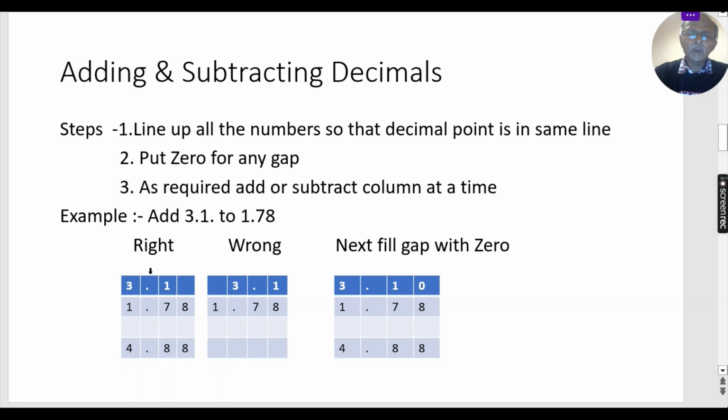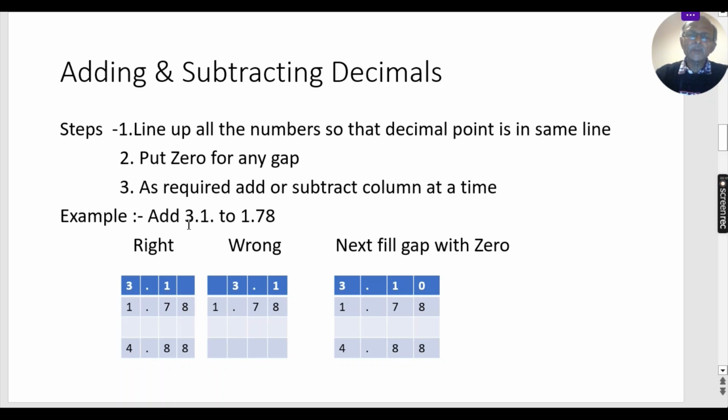For example, here below, I have shown you this is the right way of doing. Okay, all the decimal points should be in the same line. It should not be something like this, which I have shown as wrong. So first thing is line up all the numbers which are to be added so that the decimal points are in the same line. If we have any gap, then we will substitute it with a 0. Okay, and then if we are required to do addition, we will add. If it is to be subtracted, we will subtract column by column. That means taking one column at a time.